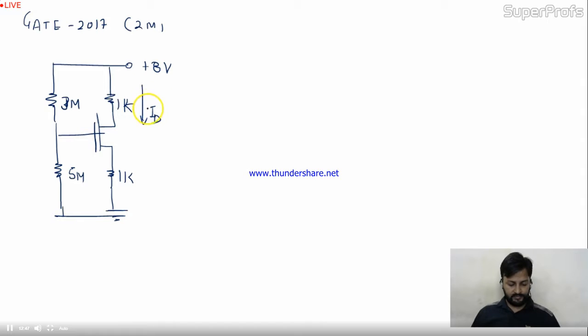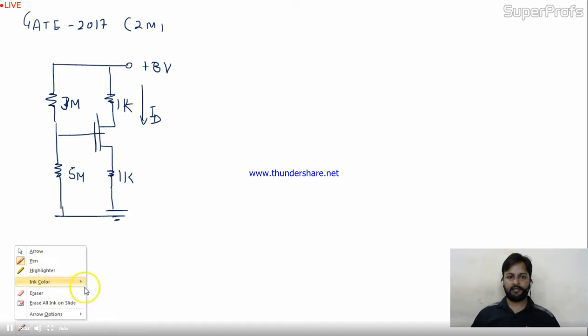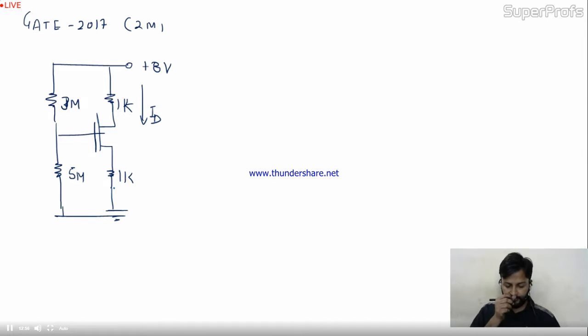this is NMOS. For the circuit shown in the figure, assume that the NMOS transistor is in saturation. The condition is given, saturation. Its threshold voltage VTH is 1 volt. Threshold voltage is given, 1 volt.